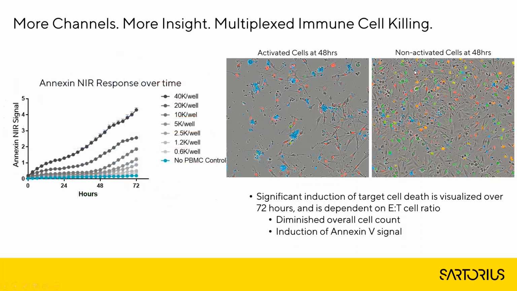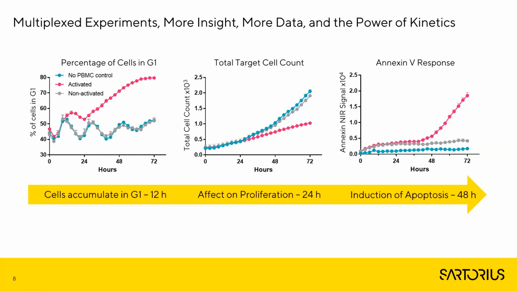We can then take all that data and graph it on a single XY plane, which I'm showing here. So this is all the same data, just on a single graph with an annexin near-IR signal on the y-axis and time on the x-axis, increasing numbers of PBMCs showing increasing amounts of cell death. So all in all, what we're seeing here is a diminished overall cell count, as well as an induction of an annexin V signal, as well as an arrest of cells in G1.